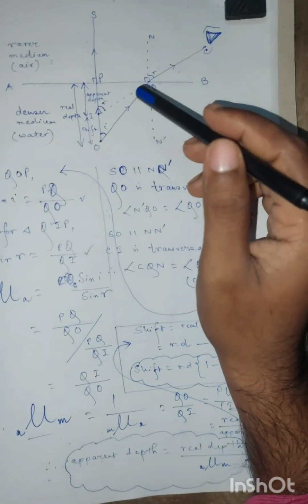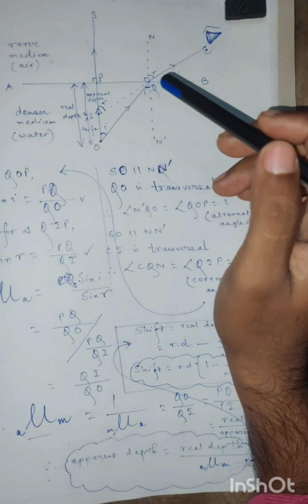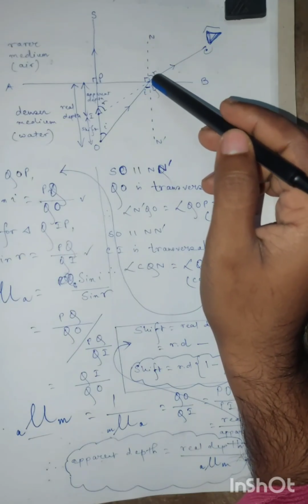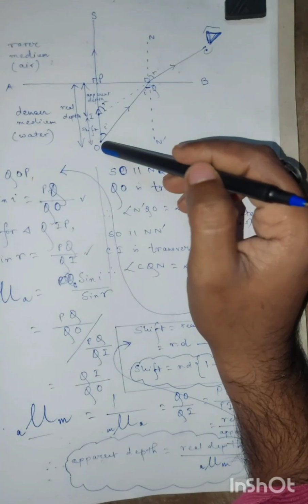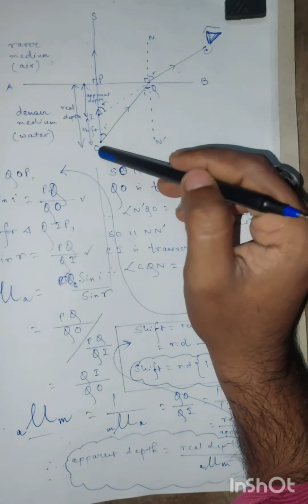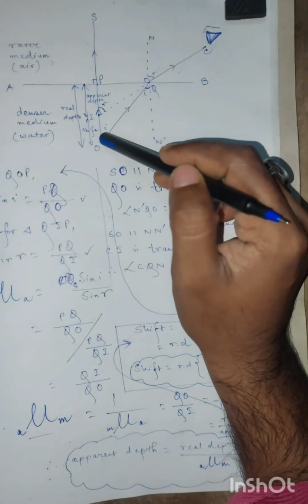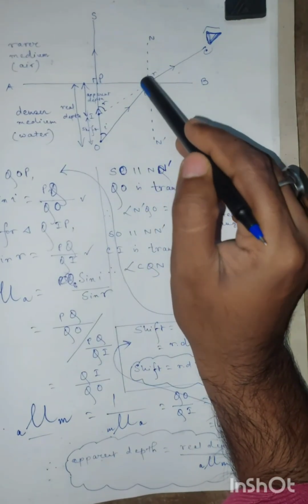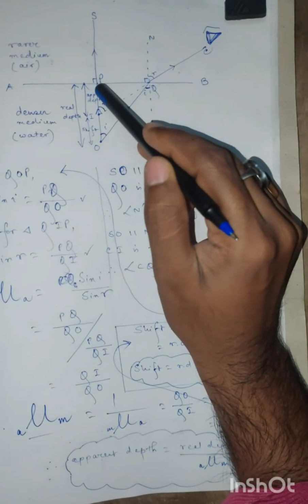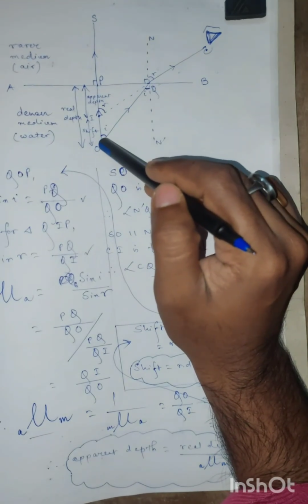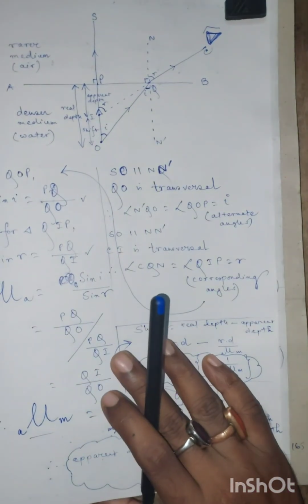Now from the triangle QOP, the bigger triangle, sine of angle I is equal to perpendicular by hypotenuse. That means PQ by OQ. Perpendicular by hypotenuse. So we have written it.